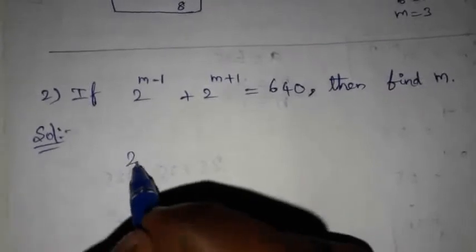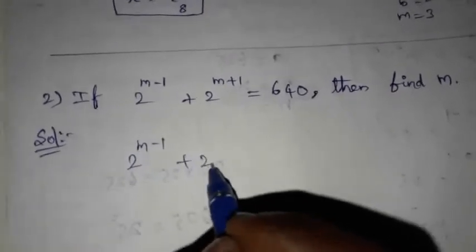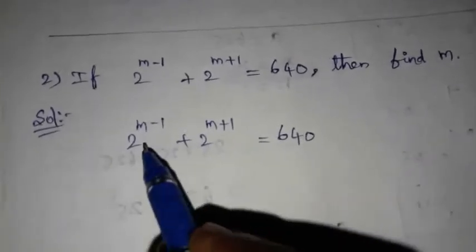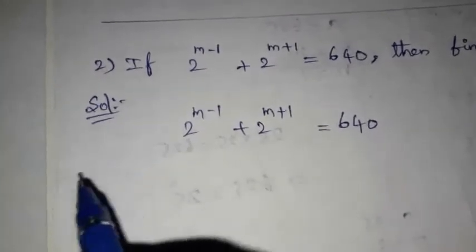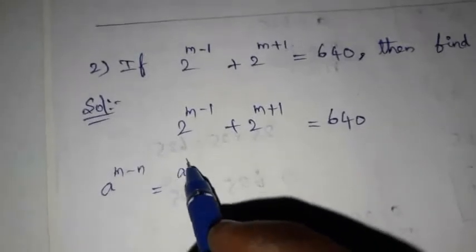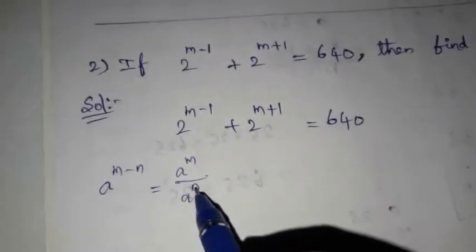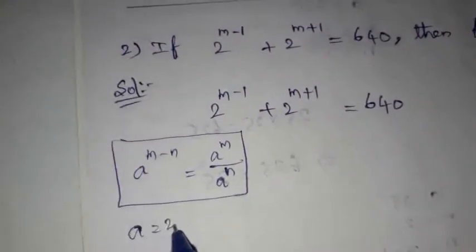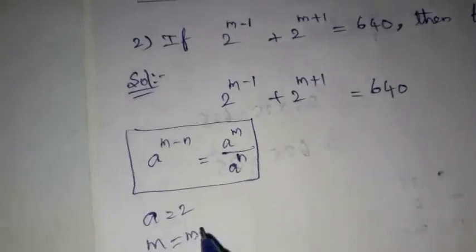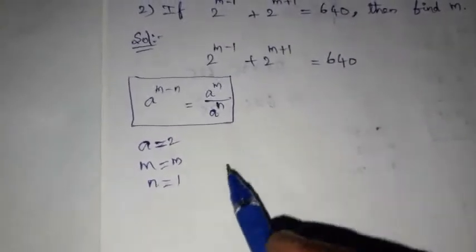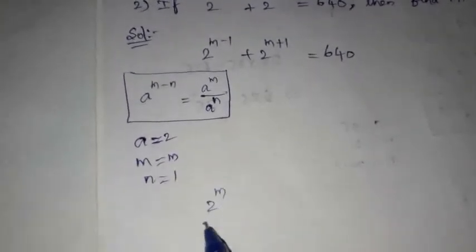First write the question. 2 power m minus 1 plus 2 power m plus 1 equal to 640. Compare this with the second law of exponent. a power m minus n equal to a power m divided by a power n. It can be written by using this law, where a equal to 2, m equal to m and n equal to 1. So we write 2 power m minus 1 as 2 power m divided by 2 power 1.